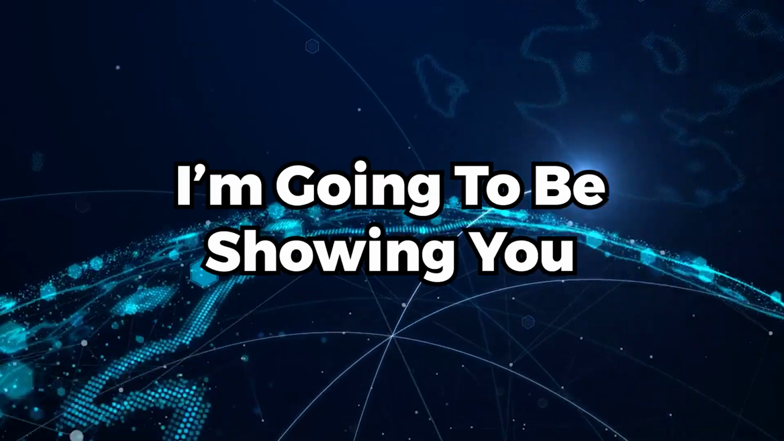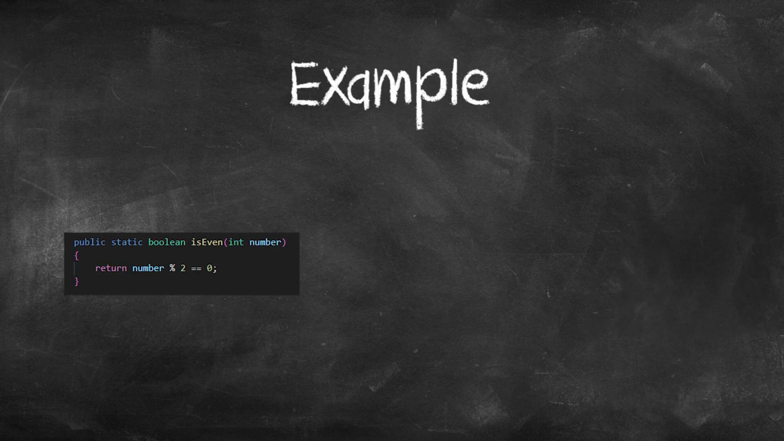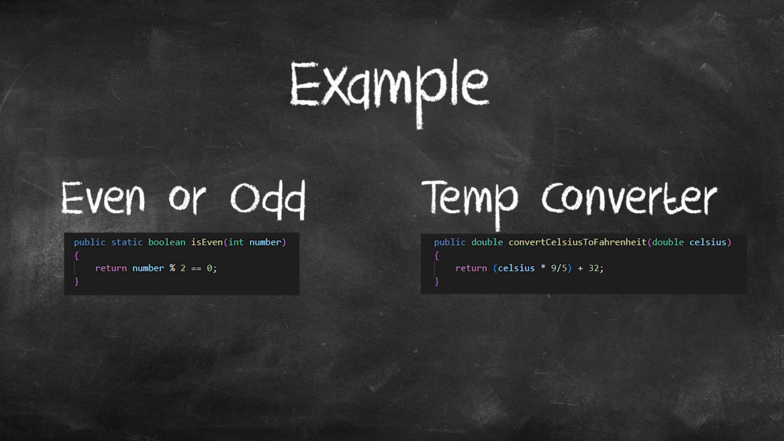Hey everyone, I'm going to be showing you how to make a method in Java. A method is a customized tool inside of your program that will do anything you'd like it to. For example, identify even or odd numbers, convert temperature types, and whatever else you can think of.